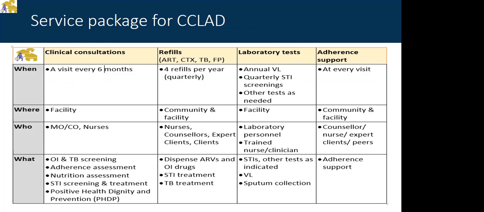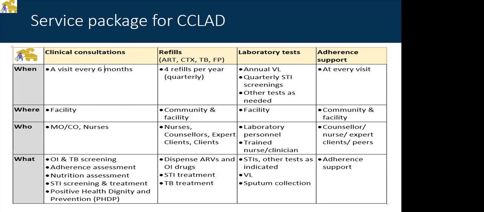The service package: we have clinical consultations, refills, lab tests, and adherence support. For consultations, they do clinical consultations every 6 months, and this happens at the facility by the clinicians, covering opportunistic infections, adherence support, nutrition, and all that. Refills, 4 refills, can be in community and facility. Every 6 months, they have to go to the facility, and when they go to the facility, they get their refills at the facility. The other refills are in the community.